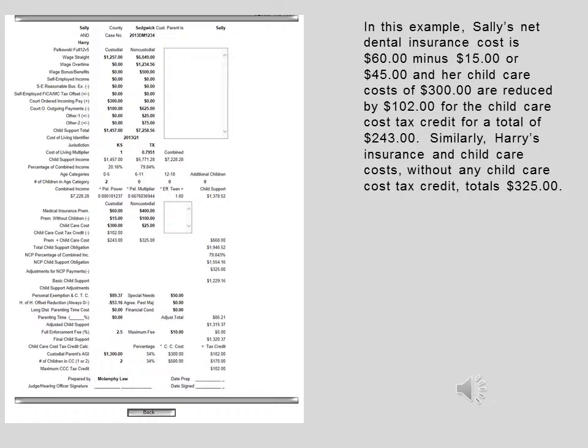In this example, Sally's net dental insurance cost is $60 minus $15 or $45, and her child care costs of $300 are reduced by $102 for the child care cost tax credit for a total of $243. Similarly, Harry's insurance and child care costs without any child care cost tax credit totals $325.